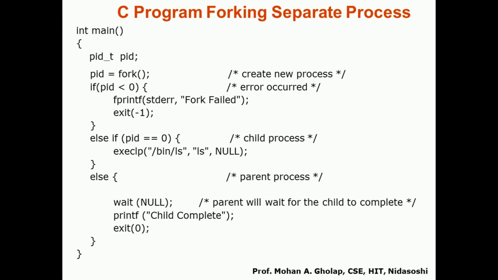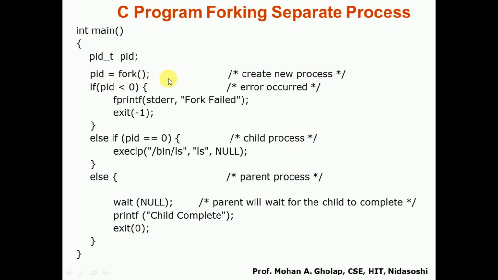Whatever program you are executing, for this a parent process is created. So in this parent process the fork will return what? The fork will return the PID of the newly created process, which we copy into this variable.